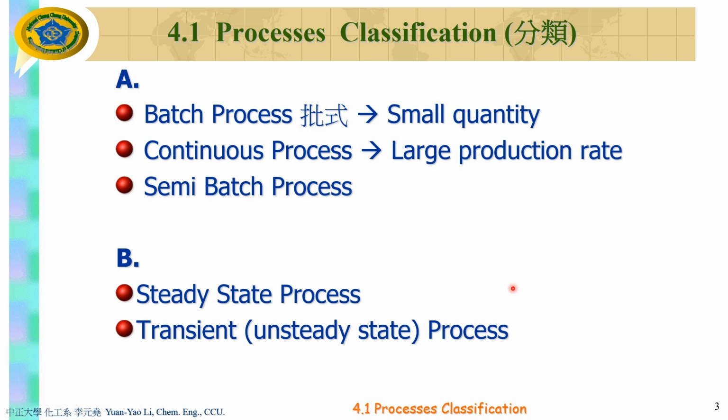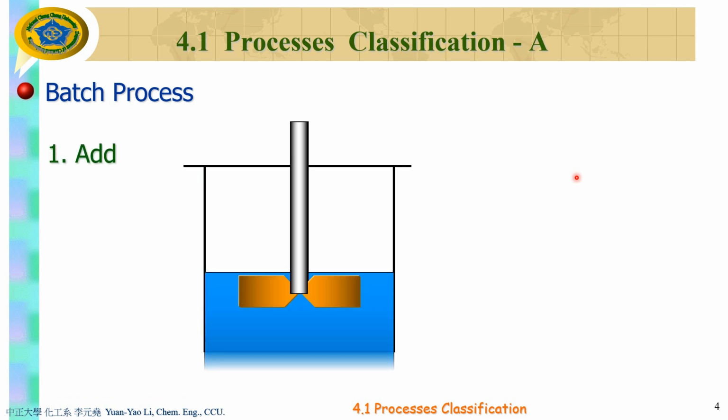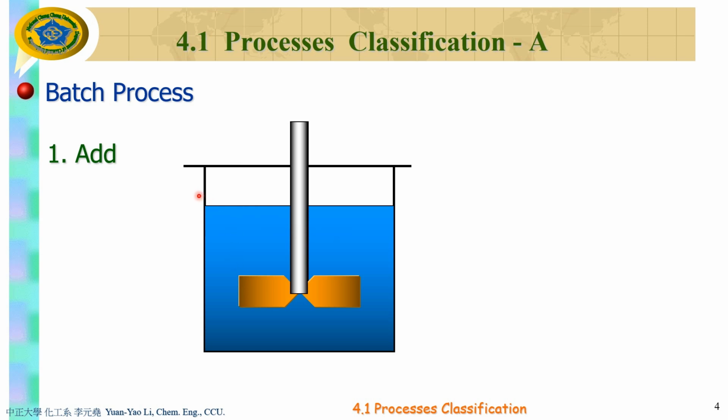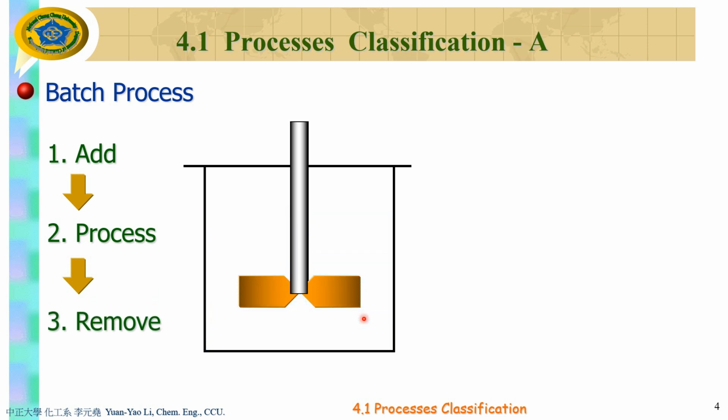Okay, so here I'm going to introduce this one by one to you. So what is batch process? The batch process is that first you add reactants into a container, and then you do the process. It can be a chemical reaction or it can be a physical process, like a physical mixture or something. And third one is remove. You got a product, so you remove. So it's kind of batch.